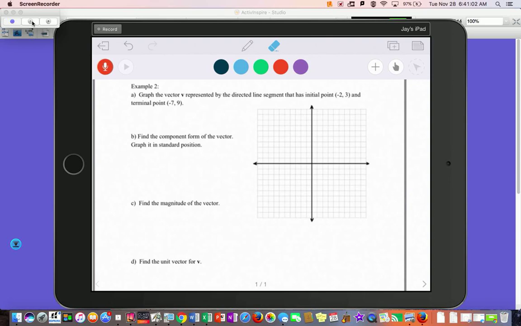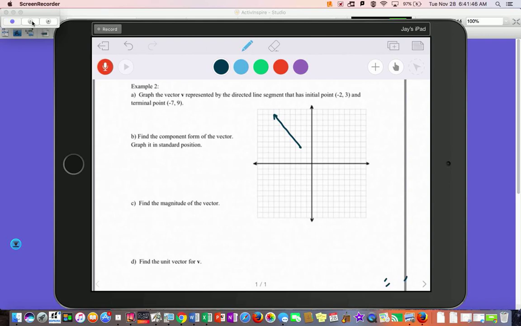If we graph the vector v represented by the directed line segment with initial point at negative 2, 3, so negative 2, 3 is here, negative 7, 9. Somewhere like that. So that's what that drawing would look like. Now it says find the component form.